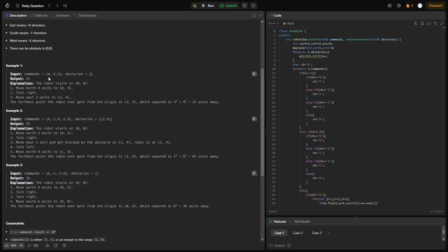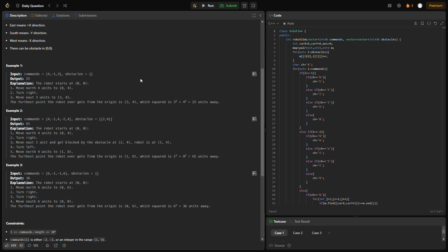So it says that 4 is given and we are facing north. Just imagine a coordinate axis and we are at the origin. When 4 is given, we are moving on the y-axis plus 4. So now after that we are at 0, 4. Then we are given -1. -1 means that we need to turn right. So we turn right and now we are facing east. Now another k value we are given is 3, so we will move in the east direction, that is the positive x-axis.